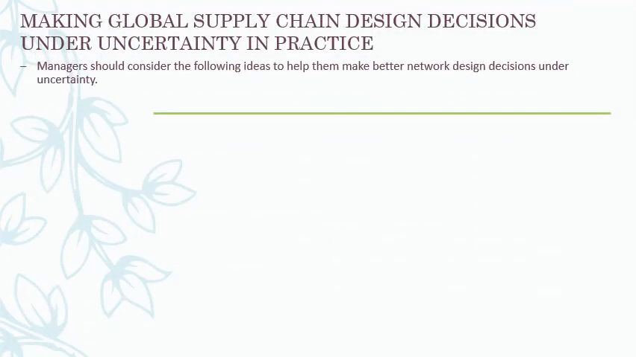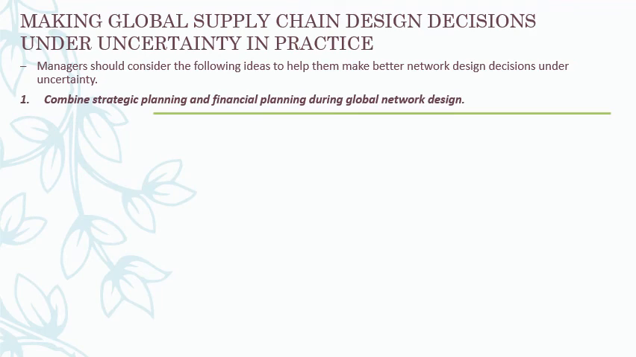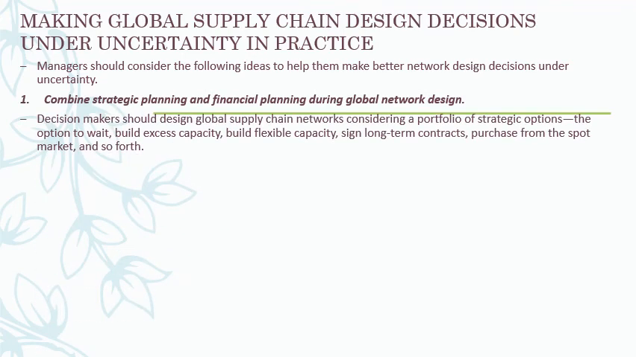And finally, making global supply chain decisions under uncertainty in practice. How do they do that? Managers should consider the following ideas. See, combine strategic planning and financial planning during global network design. What does that mean?